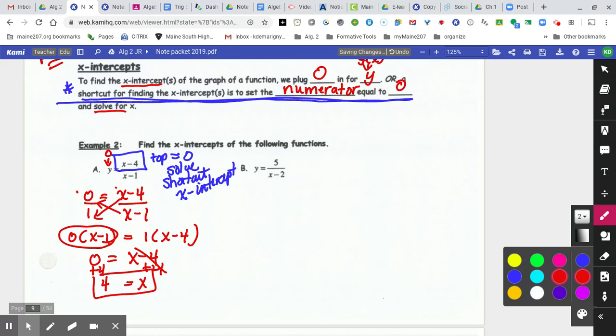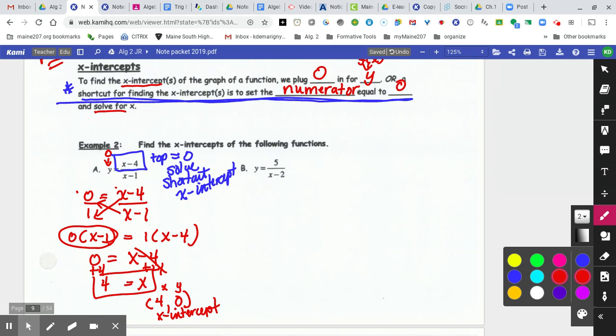And remember, when I note x-intercepts or y-intercepts, they should always be in ordered pair form. So the 4 is the x value, and the 0 is the y value. And this is the calculation of the x-intercept. Moving to the next one.